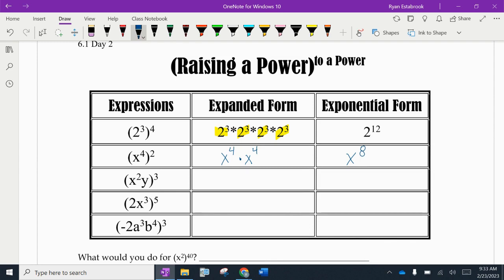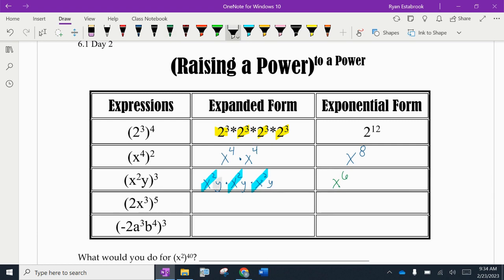For the next one, it says x squared y cubed. So we're taking x squared y times x squared y times x squared y. Now we have 2 different bases. There's both an x and a y. So I'm going to look at the x part of this first. x squared times x squared times x squared. Those all have the same base, x. And remember, when we're multiplying with the same base, we add those exponents. So 2 plus 2 plus 2 is 6.